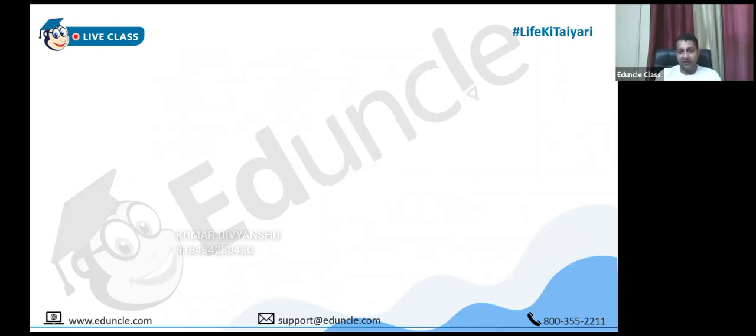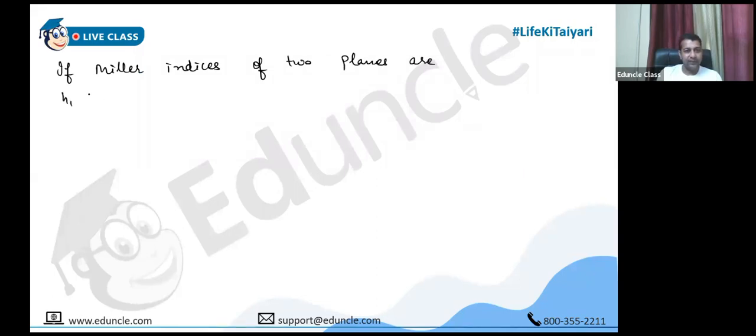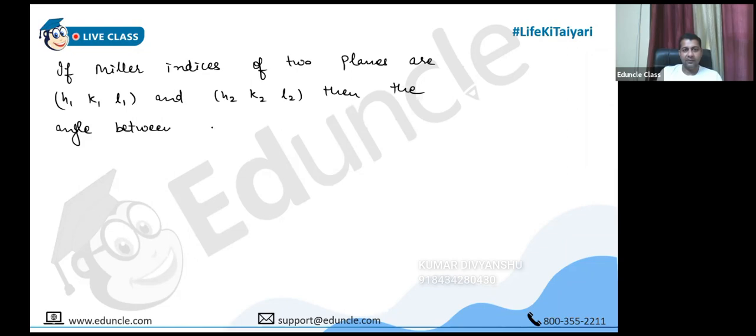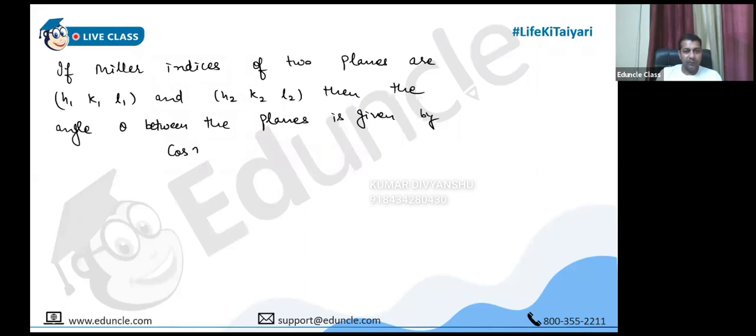Now suppose two planes are given with their Miller indices, then how to get the angle between two planes? If the Miller indices of two planes are H1, K1, L1 and H2, K2, L2, then the angle between the planes is given by cos theta. Theta is the angle between the planes. So this is the formula.